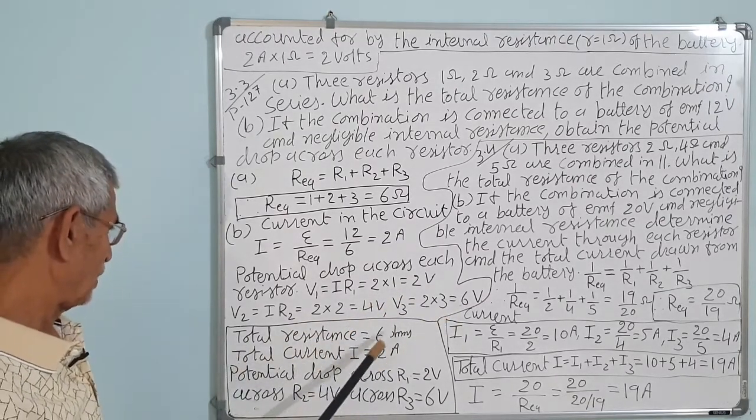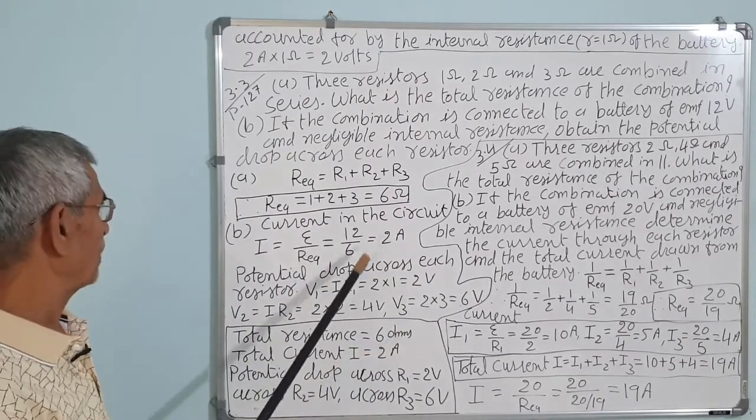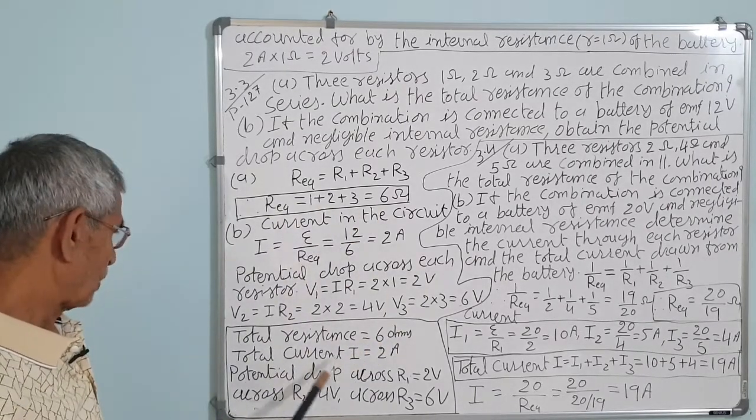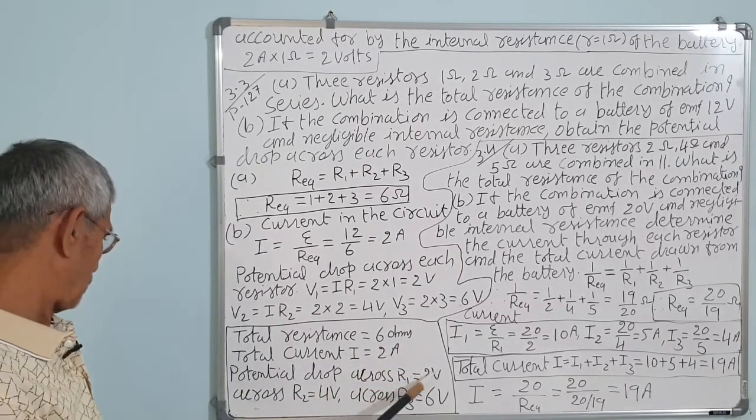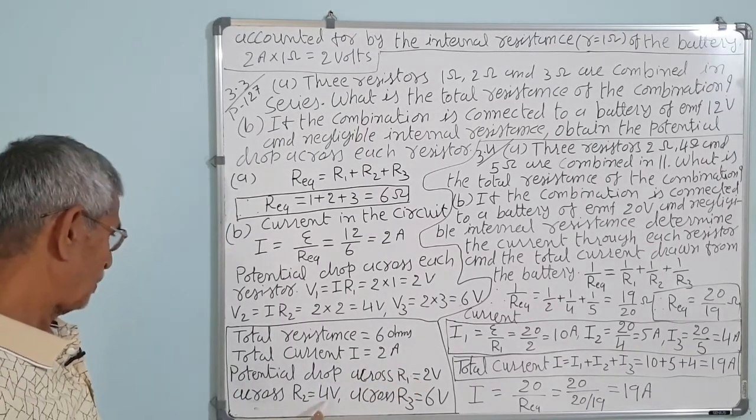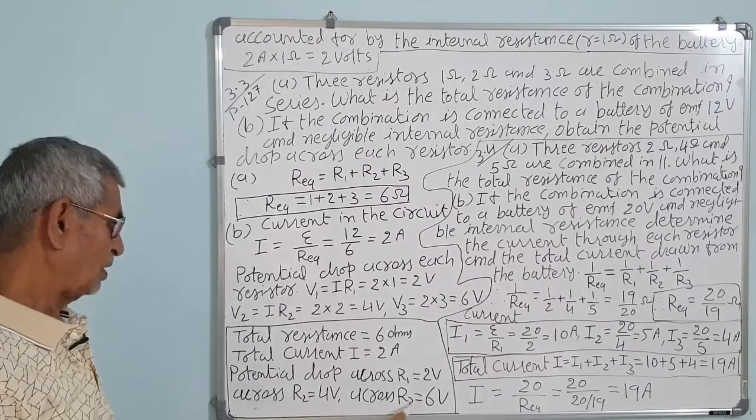The total resistance in the circuit is 6 ohm as we have calculated. The total current in the circuit is 2 ampere and potential drop across R1 is 2 volt, across R2 is 4 volt and R3 is 6 volt.